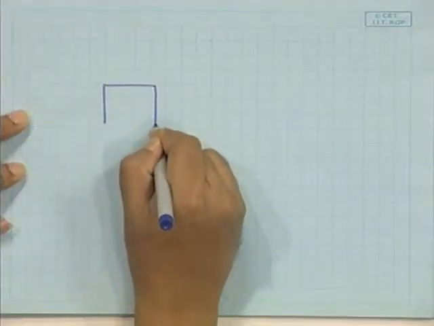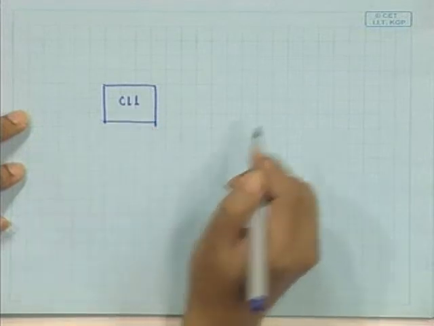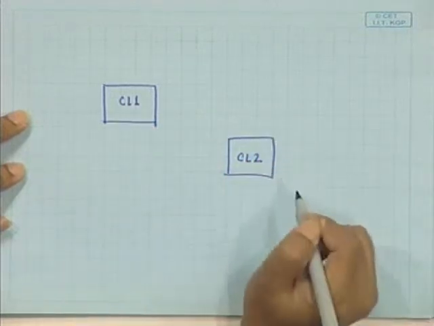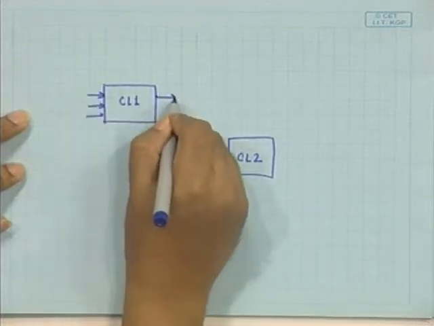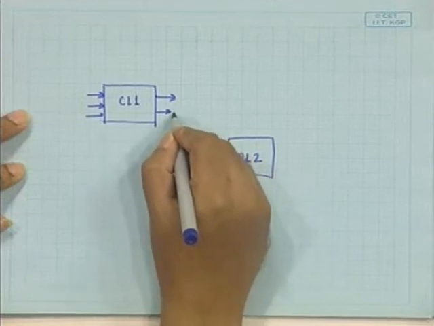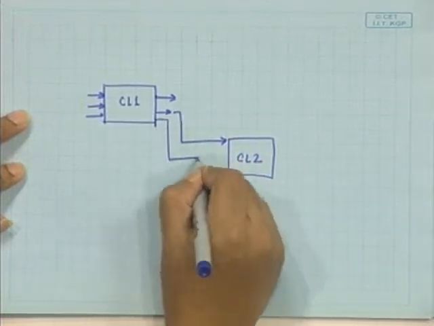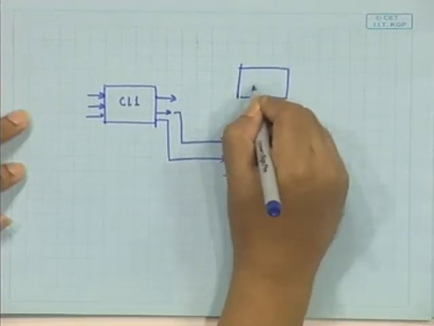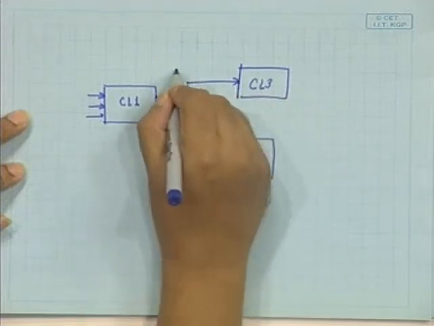So, you say that this is my combinational logic 1, this is my combinational logic 2, right. Now, these have certain inputs, this has certain outputs, some of these outputs may be feeding into this one, right, and I have some combinational logic 3 where some of this might be feeding in.